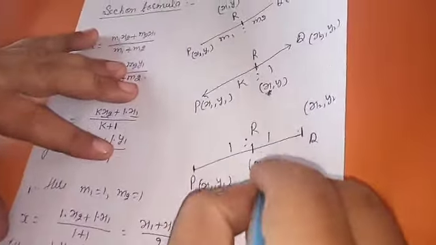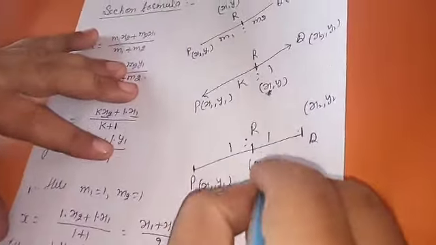Now an example related to this question is given. Example number 6: Find the coordinates of the point which divides the line segment in the ratio 3 to 1. Easily I think you can solve this, no problem.